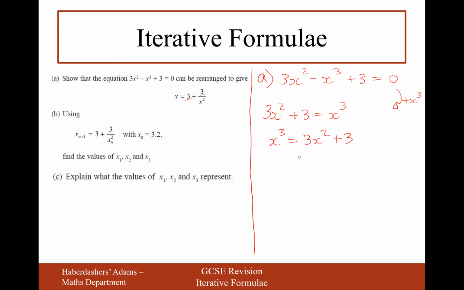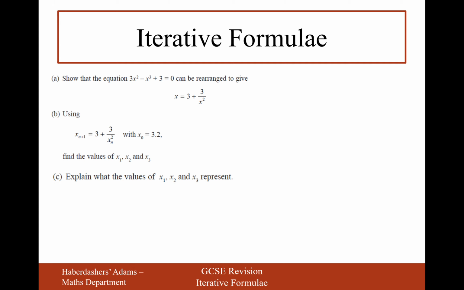Okay, so I've just flipped around the equals sign now, and the last thing I'll now do is divide by, well, it looks like I need to divide by x squared. That's what it says in the formula. So if I divide both sides by x squared, x cubed divided by x squared is x, 3x squared divided by x squared is just 3, and 3 divided by x squared, like that. And that's exactly what we're looking for in the formula here. So that's how we do that one. Move the x cubed on each other side, flip over the equals sign, and then divide by x squared. Let's move on to part B then.